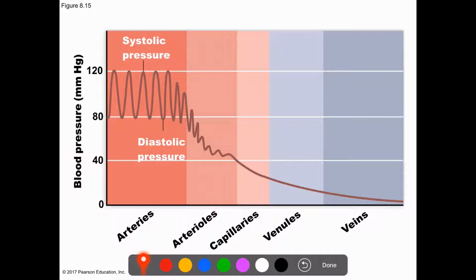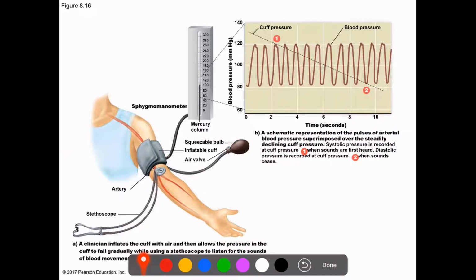So in order to measure the blood pressure, a clinician would inflate the cuff with air and then allow the pressure in the cuff to fall gradually, and at the same time they will be using a stethoscope to listen for the sounds of the blood movement through the artery. Basically, in this case, we are mimicking the blood pressure in the aorta and seeing the changes on the mercury column. That would give us the diastolic and the systolic blood pressure within the arteries.